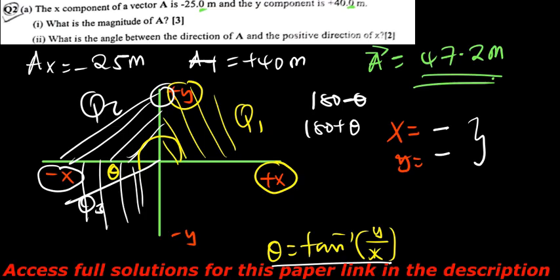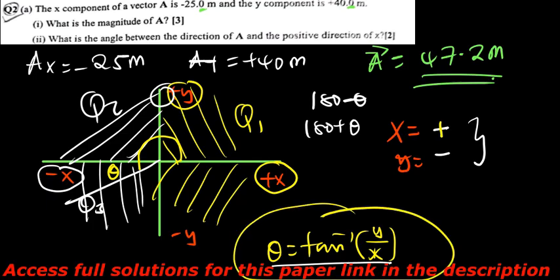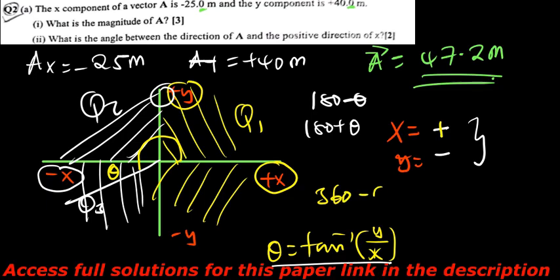If the x component is positive and the y component is negative, what do we do? It falls in the fourth quadrant. Plug in the values, ignore the negative, plug in the positive, then you say 360 minus the theta you have found. That is the angle we are looking for. Now we can solve this question.